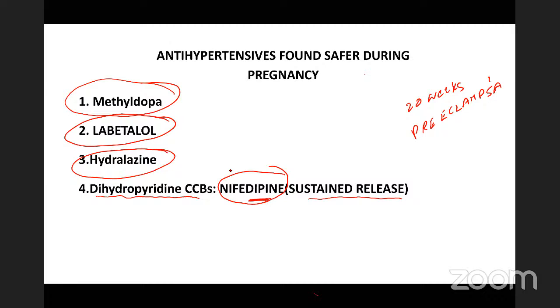If the BP is not controlled with these drugs, we can choose cardioselective beta blockers also, except atenolol. We can also go for alpha blockers like prazosin. We can also go for clonidine. If the BP is not coming down with the safest drugs, we can go for cardioselective beta blockers, but we have to skip atenolol. Other cardioselective blockers can be used with careful monitoring, along with alpha blockers like prazosin and clonidine. These are the other drugs safer in pregnancy. These are the safest drugs that can be used in pregnancy.